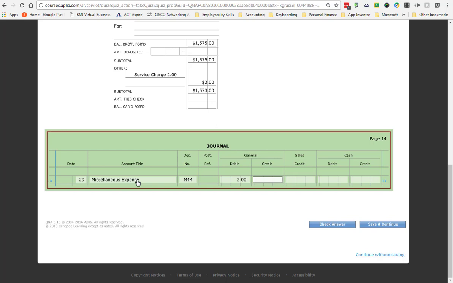Yes, it is cash. Even though your source document is not a check. This is like the one time when you're going to be affecting cash as a credit when your source document's not a check. Because the bank just took the money out of our account, we didn't have to write them a check, but really they took money out of our account, so cash is going down. So we're going to go ahead and do a cash credit for $2.